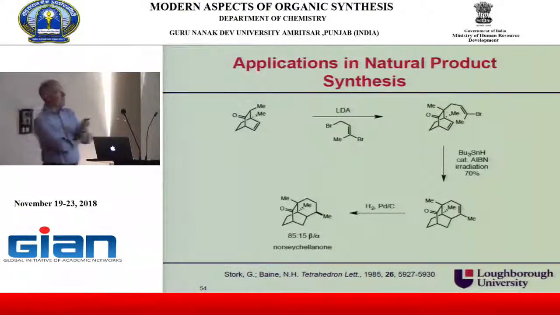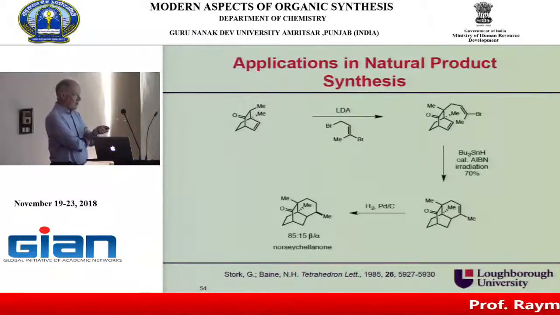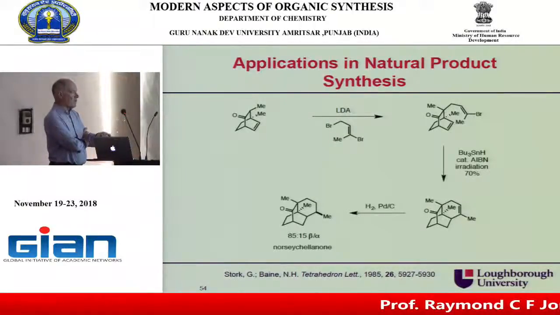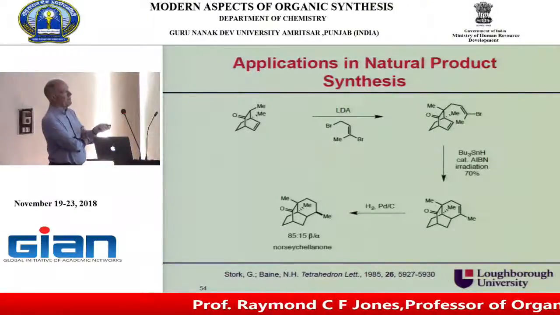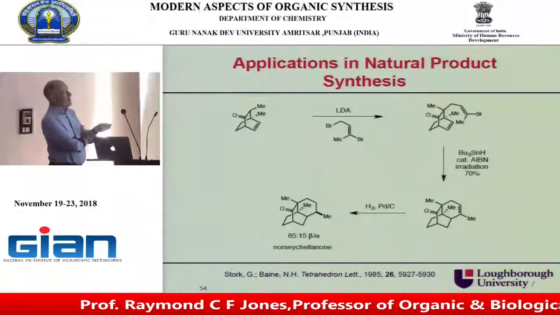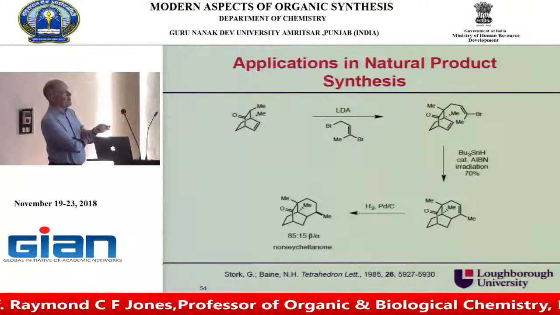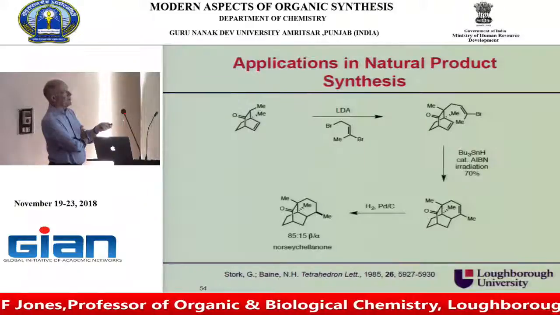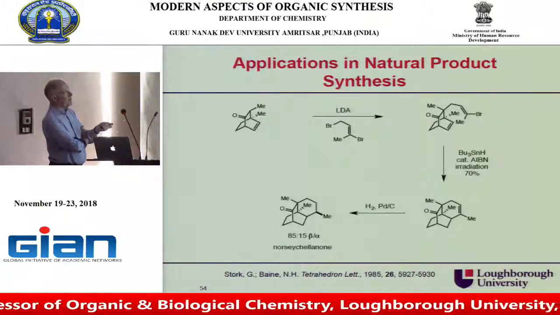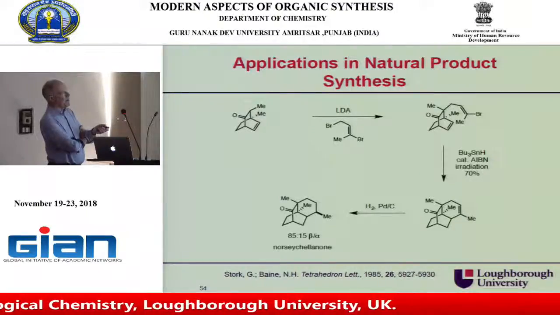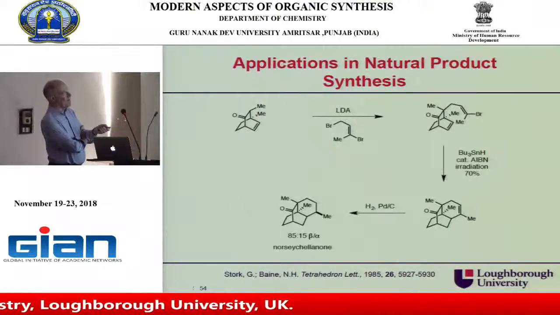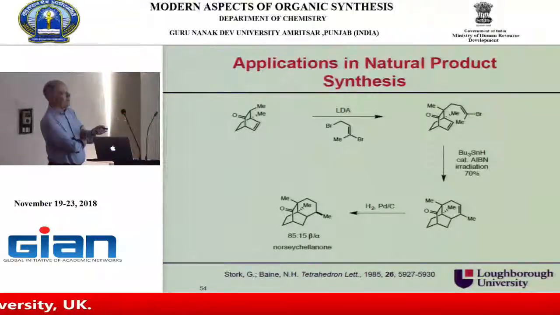Okay, so applications in natural product synthesis. Here's quite an old one from the Stork group in 1985, where he uses lithium diisopropylamide, a strong base, to deprotonate next to this ketone in the bridge here, and then alkylate this primary allylic bromide here. That gives this derivative.